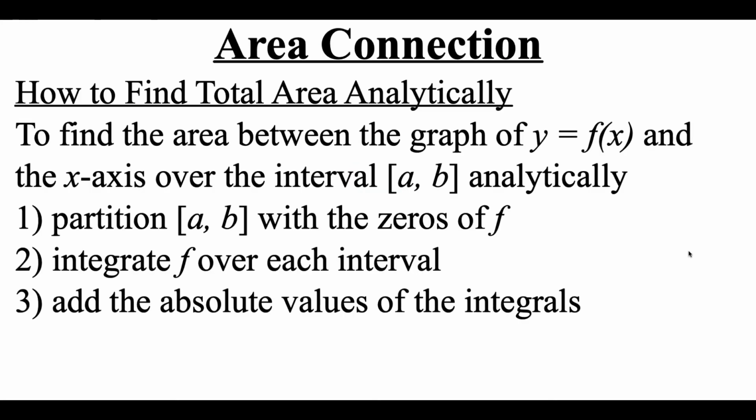Now this focuses on that total area. So if we want to find the total area analytically for a function y equals f of x between that graph and the x-axis over a specific interval from a to b, then what we're going to do is split up that a to b interval at the zeros of the function f. We're going to do each integral of f over the specified intervals, and then we're going to add the absolute values of those integrals together. That'll give us the total area versus getting the net area if we don't do those absolute values.